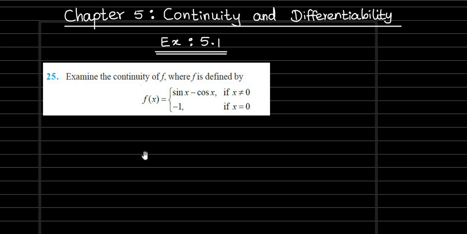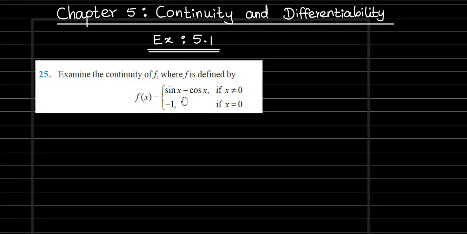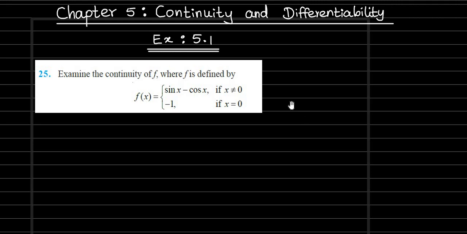Now examine the continuity of f where f is defined by f of x is given as sin x minus cos x if x not equal to 0, and minus 1 if x equal to 0. So here they're asking us to examine the continuity of f of x throughout the real line. Here the indicated point is not given, so we have to examine the continuity throughout the real line.